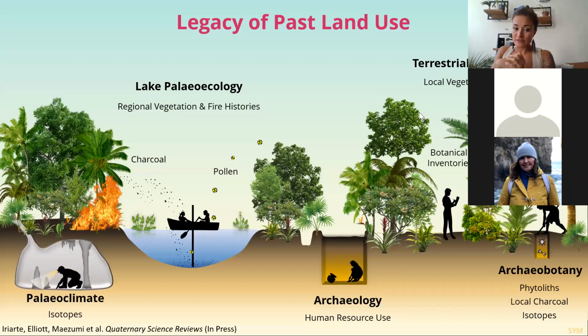paleoclimate archives. And so here as an example, I've added the speleothems from caves, typically using oxygen isotopes to reconstruct changes in past precipitation. Now, there are other types of paleoclimate records we can use, but for our purposes here, we're going to be focusing on speleothems.